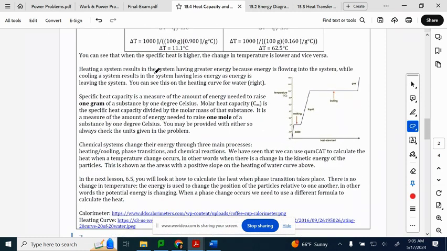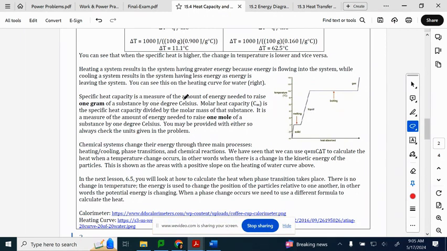So heating a system results in the system having greater energy because energy is flowing into that system. Cooling is going to have less. We've talked about these heating curves, and then if we flip this around on its axis, we would have the reverse. We could have a cooling curve.